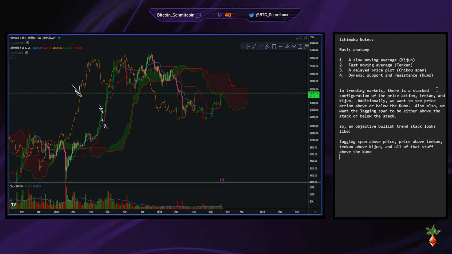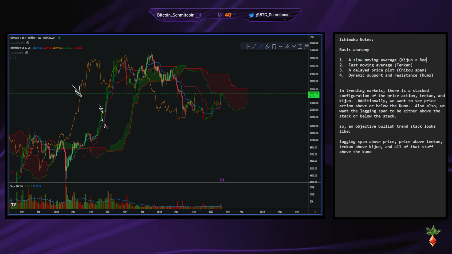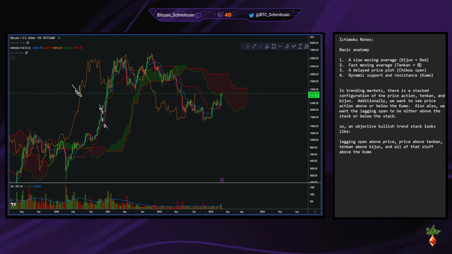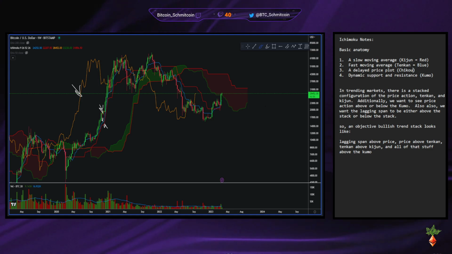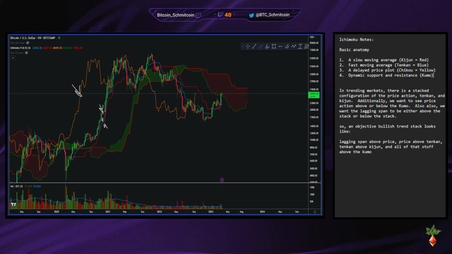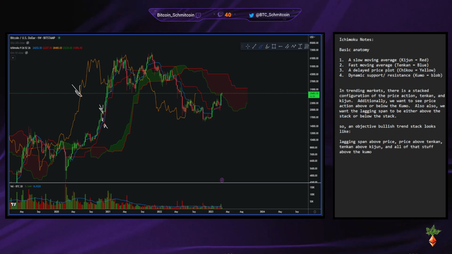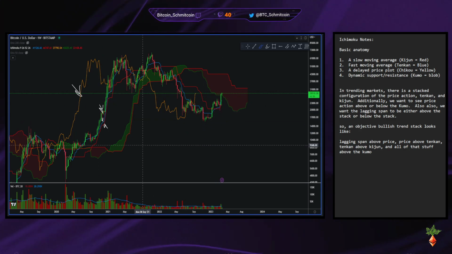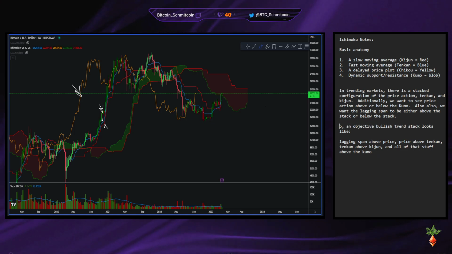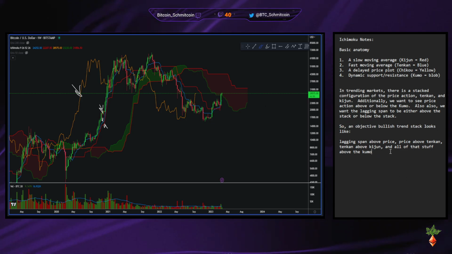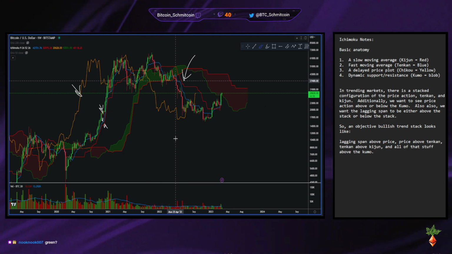Will you put the colors by the Kijun? Yeah, so Kijun equals red, Tenkan equals blue, Chiku is yellow, Kumo equals blob. Make sense so far?